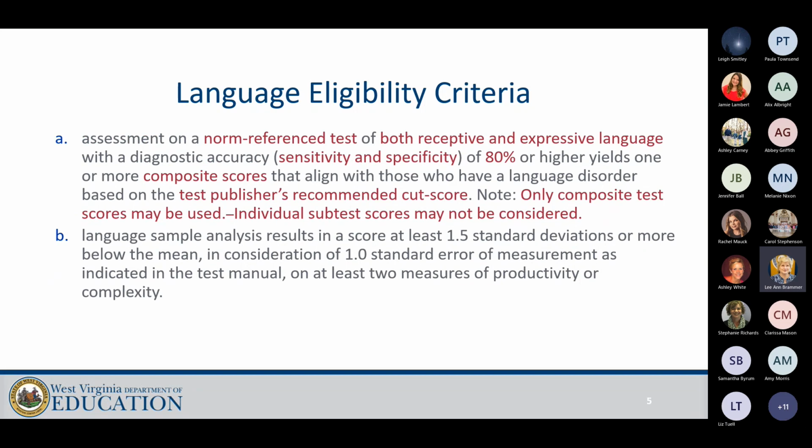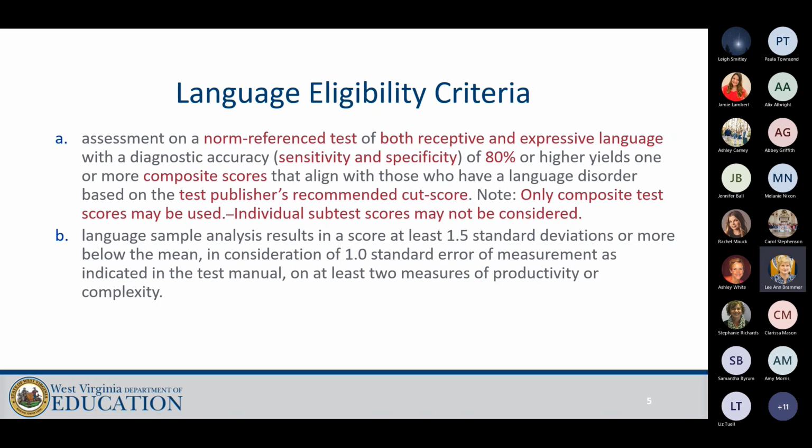Okay, so what you have to do is choose 3 of the 5 options that are listed here. And we have some qualifiers for some of the options. The first option is assessment on a norm reference test of both receptive and expressive language with a diagnostic accuracy, and that's the sensitivity and specificity, of 80% or higher. So we're looking at that composite score and the cut score that aligns with the test manufacturer's recommendation. Only composite test scores may be used, and individual subtest scores may not be considered.